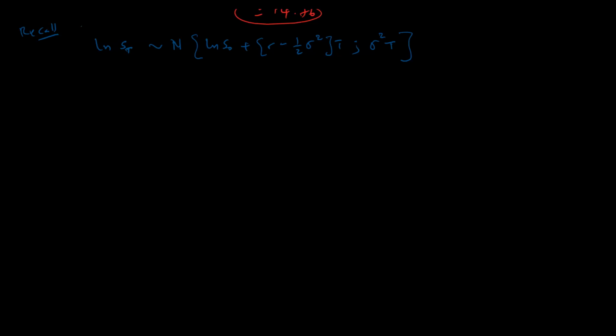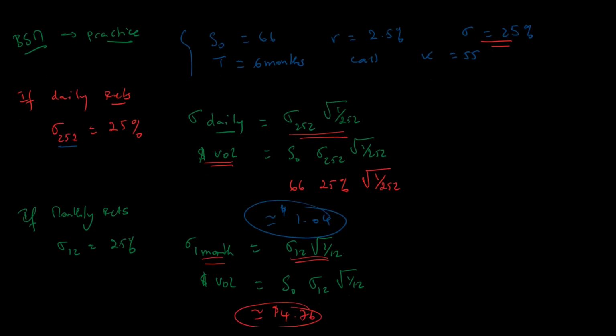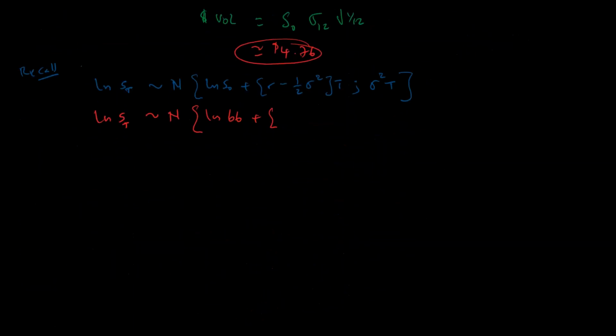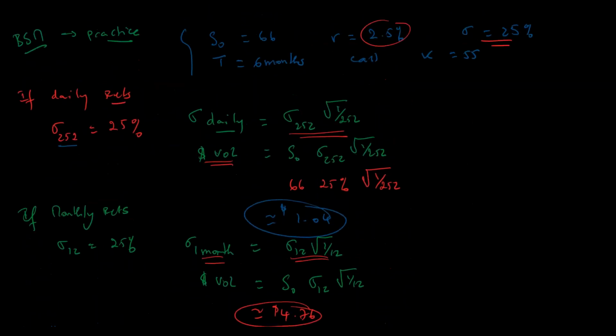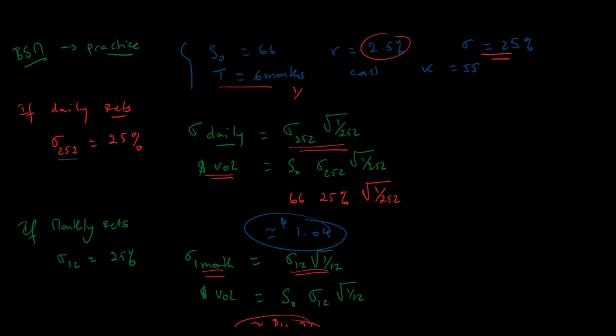So if we need to find the confidence interval, we're going to be working with that. Now if we substitute the values here, the log of ST would be normally distributed, and our mean will be the log of 66 because S0 is 66, plus our interest rate, which is 2.5%, minus 1/2 of the volatility, which is 25% squared, and then we multiply that by T, and the time to expiration of our option we said was 6 months, that's 1/2 of a year.